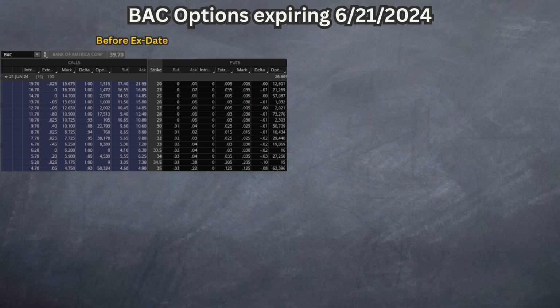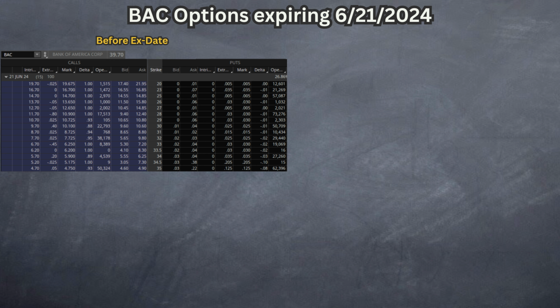So now, let's look at an example where early exercise is optimal. This is Bank of America again on June 6th, one day before their 24-cent ex-dividend date. But this time, instead of looking at the August 16th expiration, we're looking at June 21st. And just like before, we'll use the $30 strike.